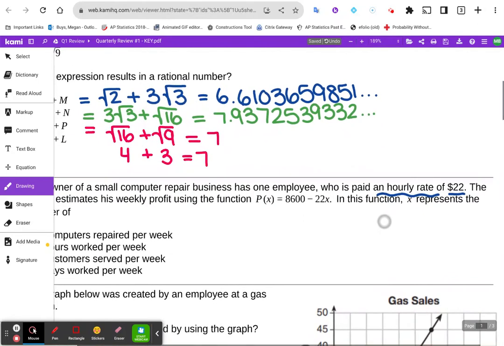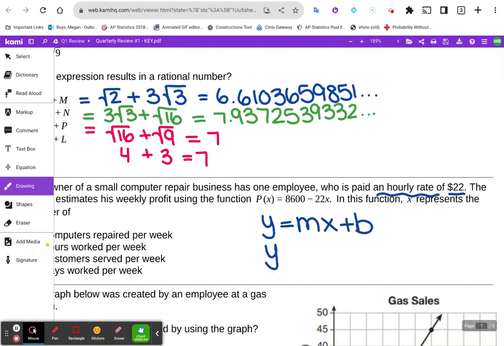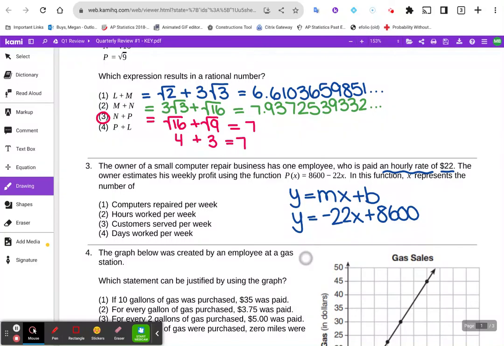When you have that each or every hour, that's what your slope represents. And we know that our slope equation really comes from our slope-intercept form of y equals mx plus b. So it's just like I rewrite this as negative 22x plus 8,600, which makes sense because an owner is not going to be receiving profit from what they're paying their worker to do.